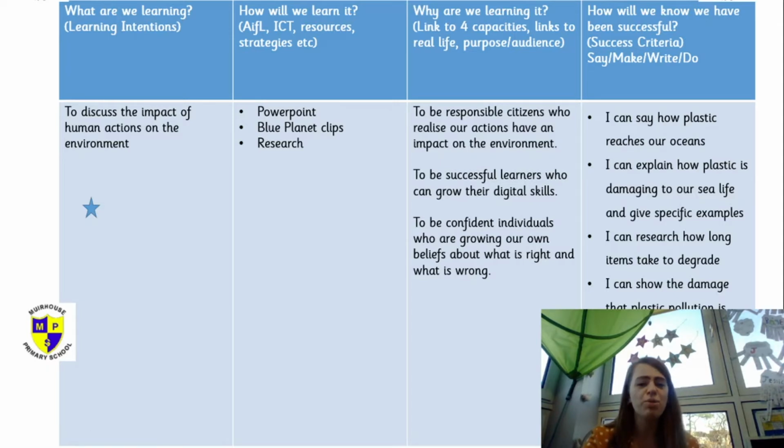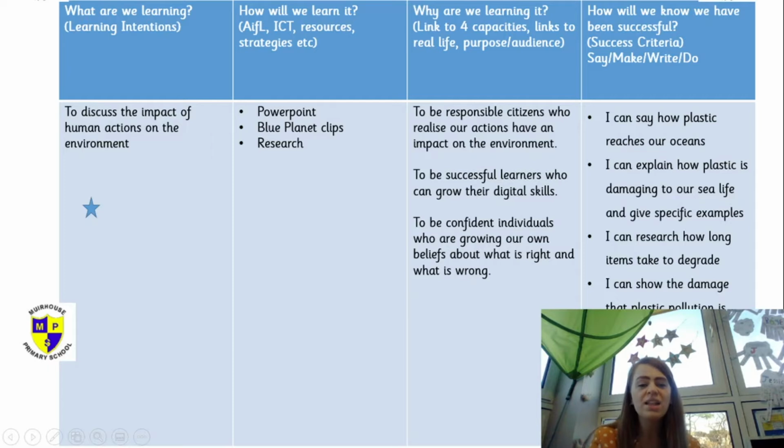Well, we're learning to be responsible citizens who realise that our actions have an impact on the environment. What we do matters to animals, to habitats, to all of these amazing places that we're learning about, and to the ocean as well. We're learning to be successful learners who can grow our digital skills, and we're all doing amazing with that so far. I loved your Flipgrid videos, boys and girls, with the different filters and the frames and the effects. You've shown your digital skills through the research you've been doing, so we're going to carry on with that and see if we can continue to build those skills.